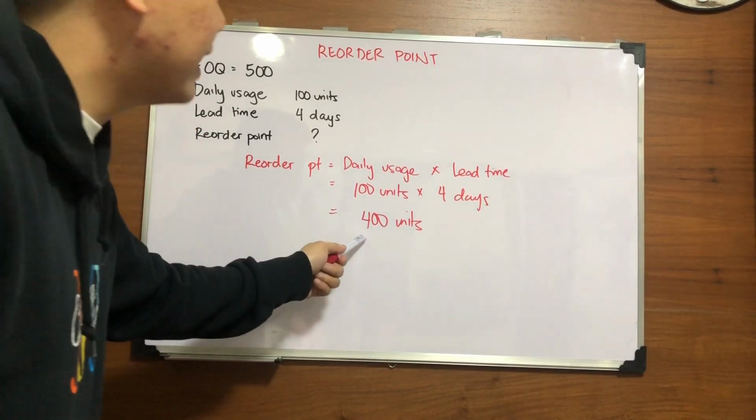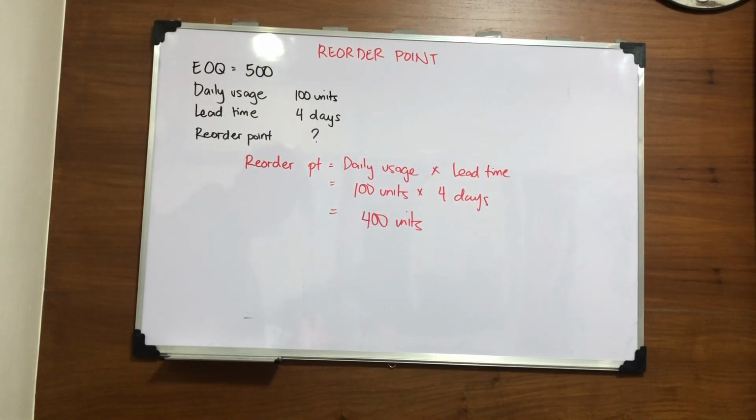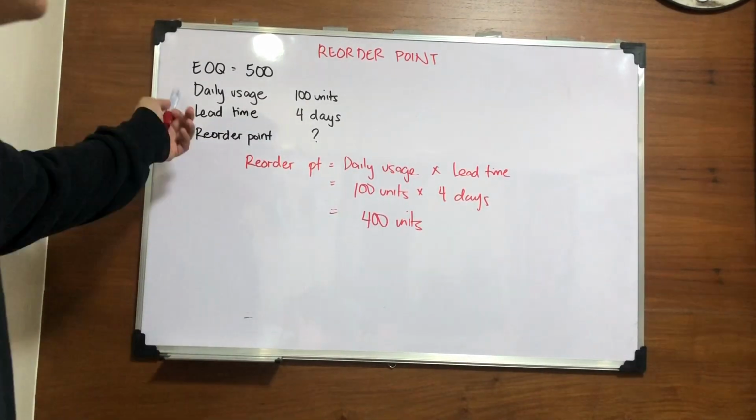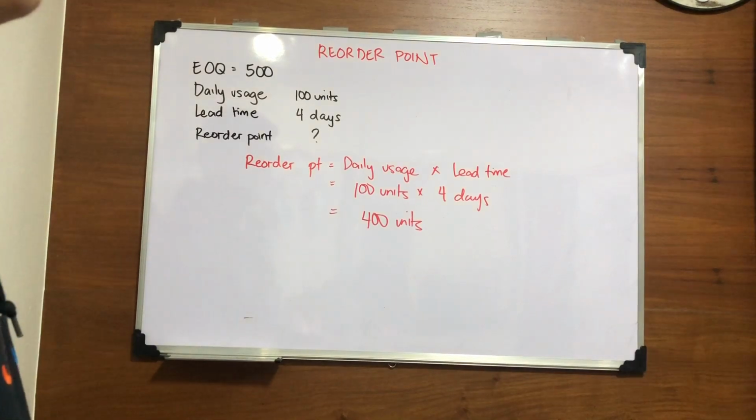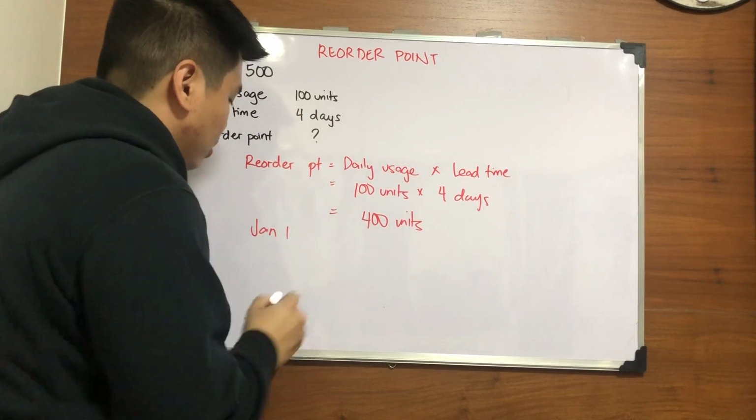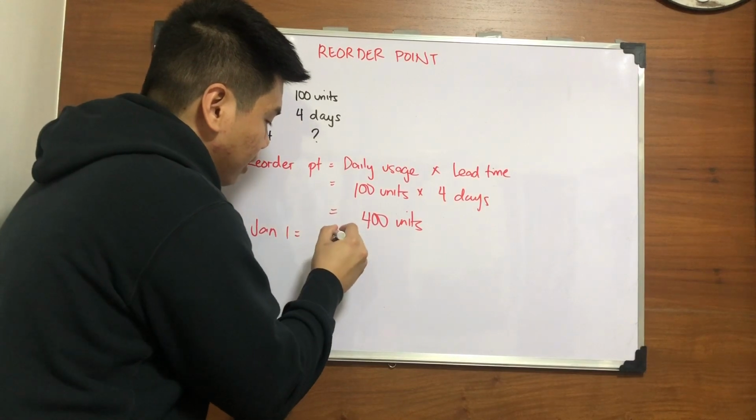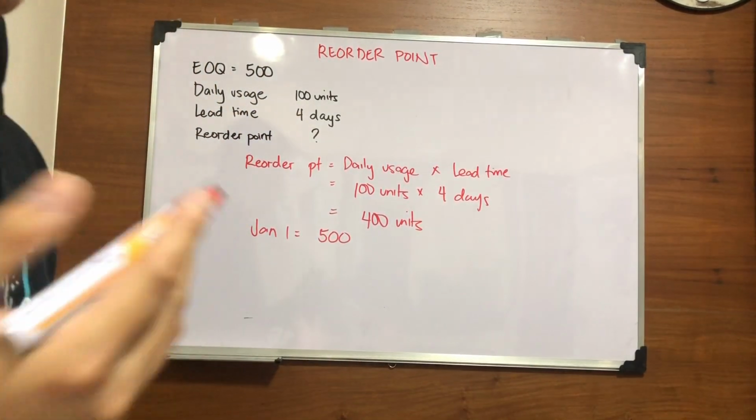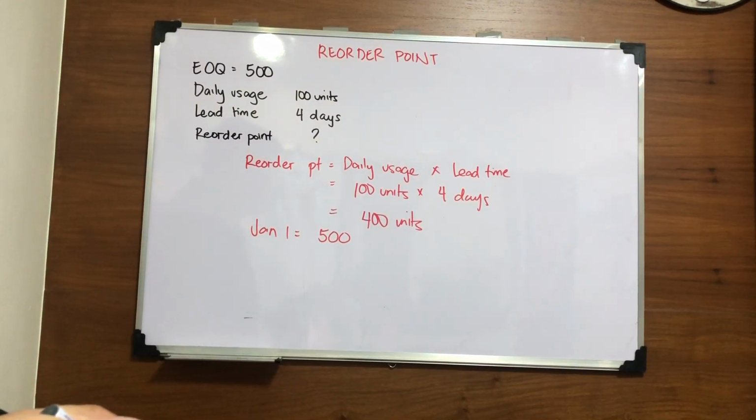Okay, so it states that when your inventory level is now at the 400 unit mark, or when the inventory level of materials is reduced to 400 units, an order should be placed for 500 units or your EOQ. Okay, let's say that today is January 1. On January 1, your inventory level was still 500. And you know that your daily usage is 100 a day.